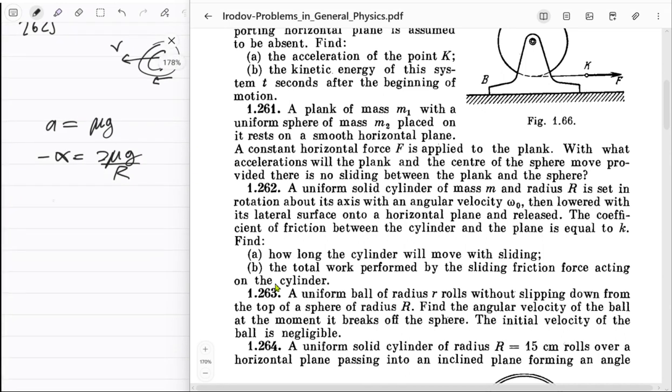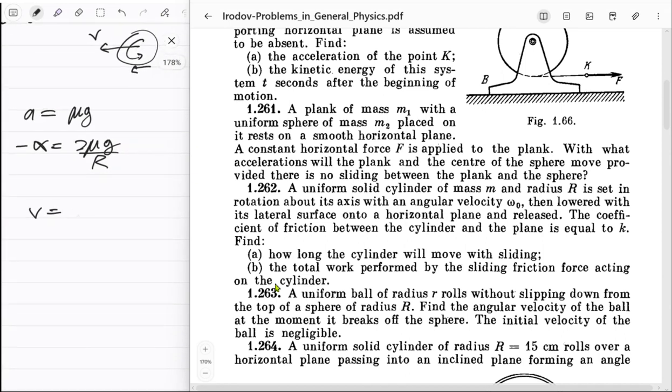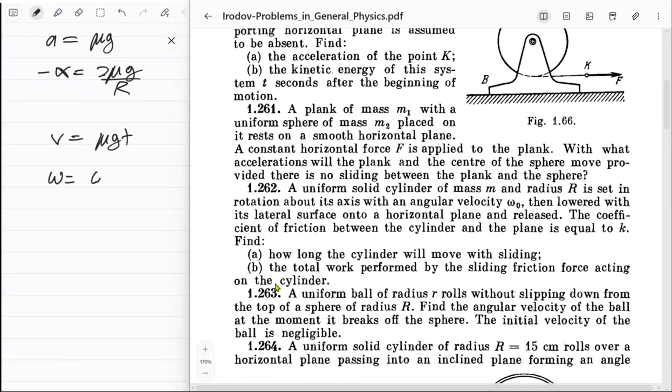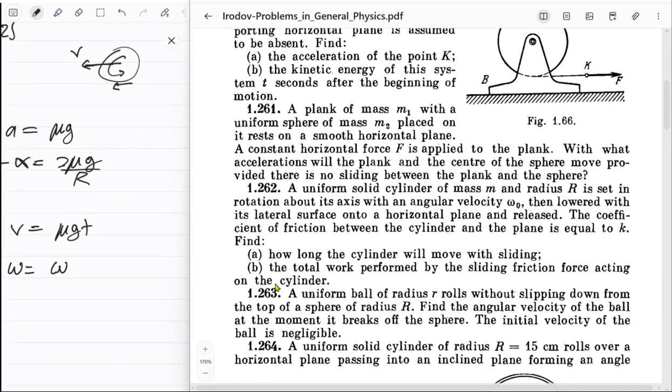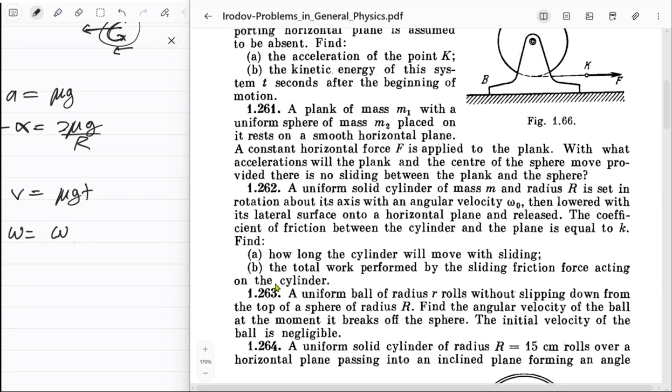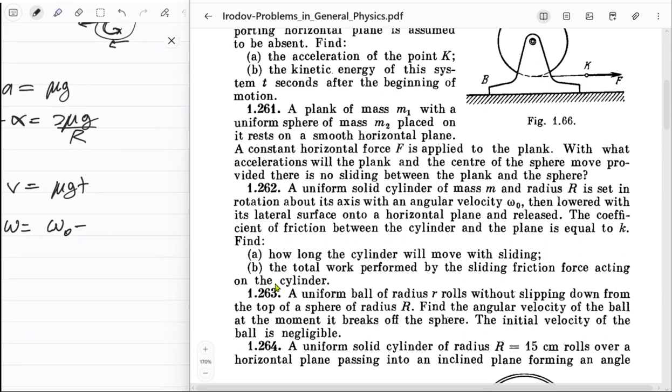Yeah, just figure out V and omega. So V is mu g times t, and omega is... oh, and by the way, this is in that direction, it's in this direction. So eventually, right? Okay, these are actually aligning themselves, right? Cool. So it's just omega naught minus this guy, minus 2 mu g upon r times t.